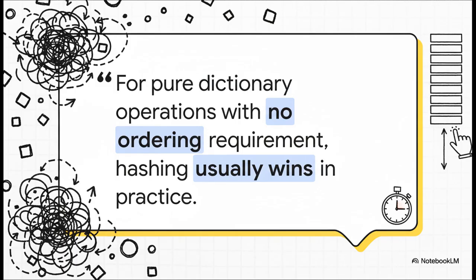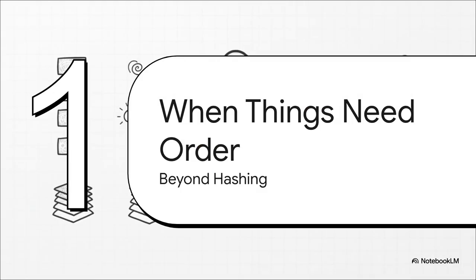And all this leads us to the one giant glaring weakness of hashing. See, to get that insane speed, the hash function basically throws all your data into a blender. It completely scrambles the original order. So if this was your contacts list, it wouldn't be alphabetical anymore, it'd be a total mess. So yeah, for pure lookups, hashing is the undisputed king. But what happens when you actually need things to be in order? And that's our next big question.